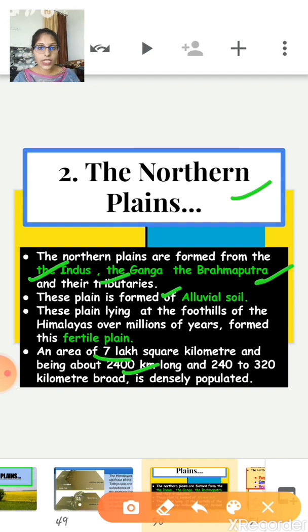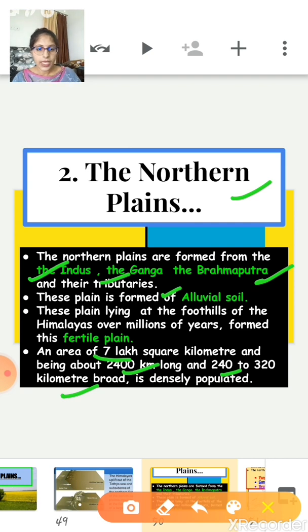And if we talk about the width, the width is about 240 to 320 kilometers broad. And we know that the northern plains is the most densely populated region of the country.